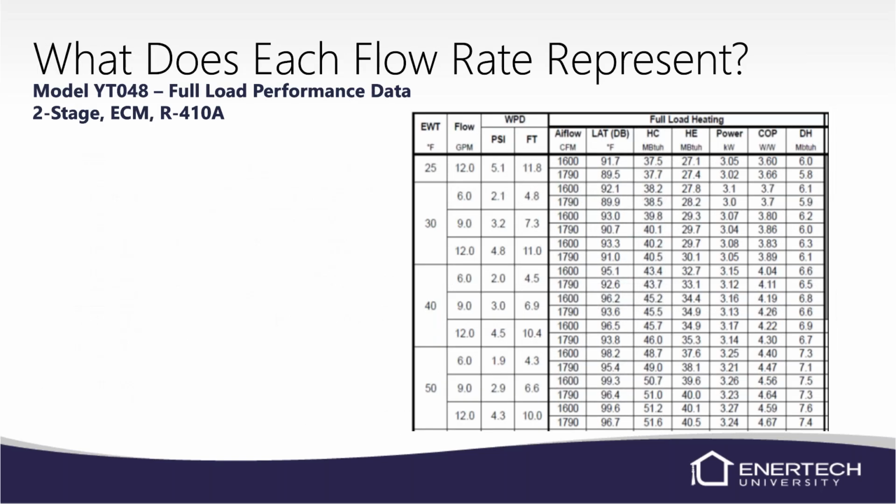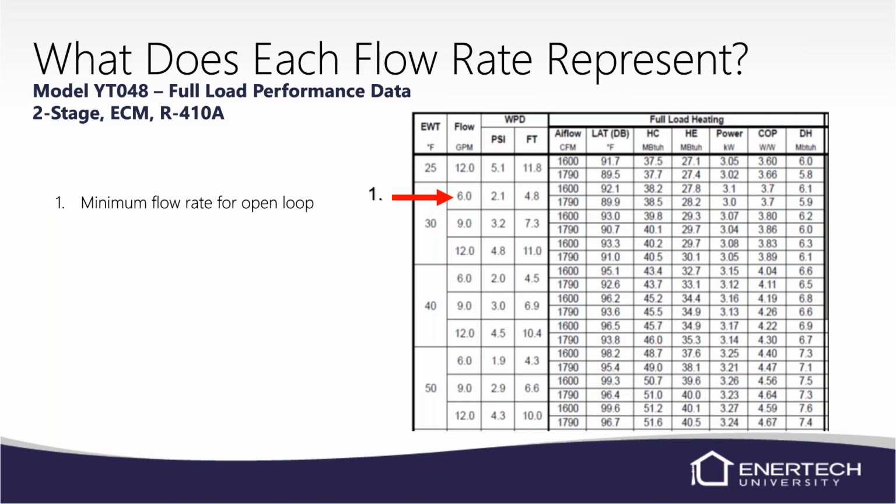So again, we look at this chart in the manual. We have entering water temperature, and we have 3 flow rates represented. We have 6, 9, and 12 on this unit. This is a 4-ton unit, second stage, full load performance data. So 6 GPM, if you have a 4-ton unit, that would be 1.5 GPM per ton.